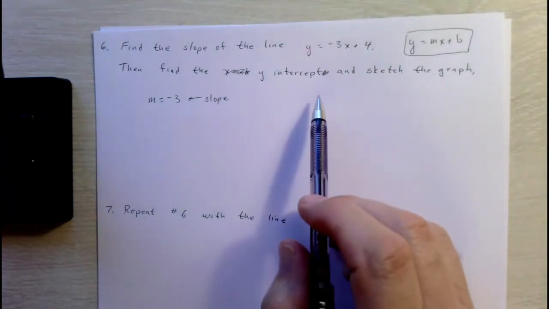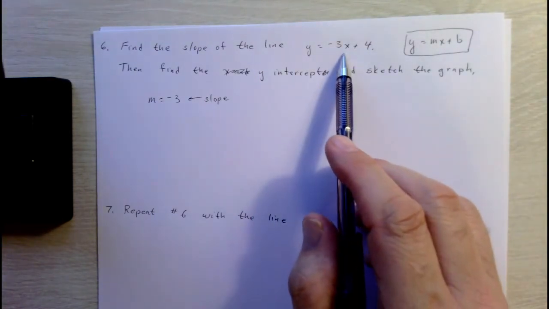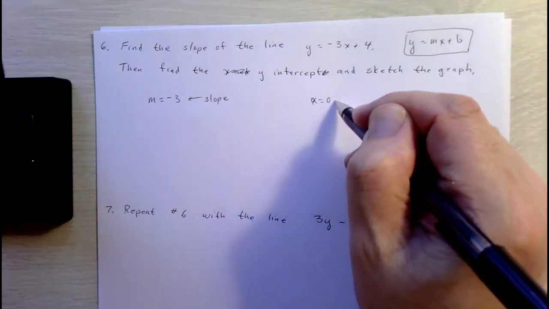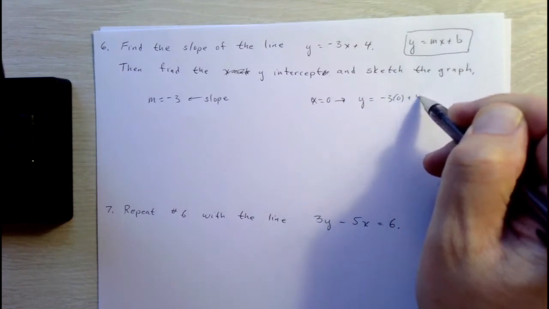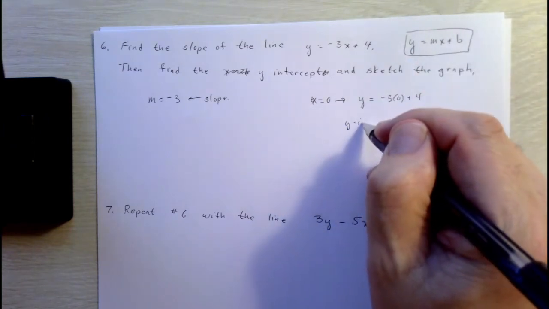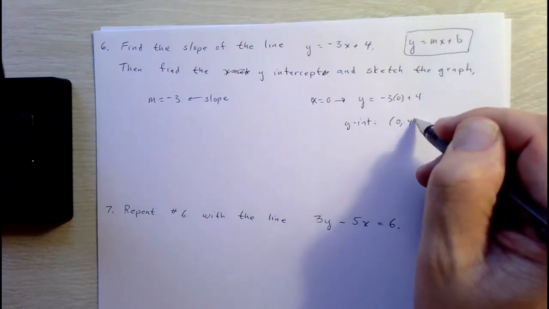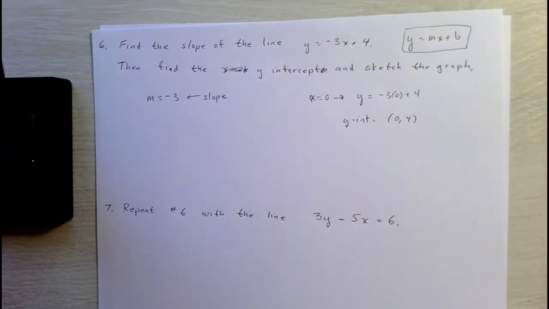And the y-intercept, to find the y-intercept, you set x equals 0, and when we do that, you get y equals -3 times 0 plus 4. Okay, so the y-intercept is 0, 4. Which is also, the b is always going to be the y-coordinate of the y-intercept.